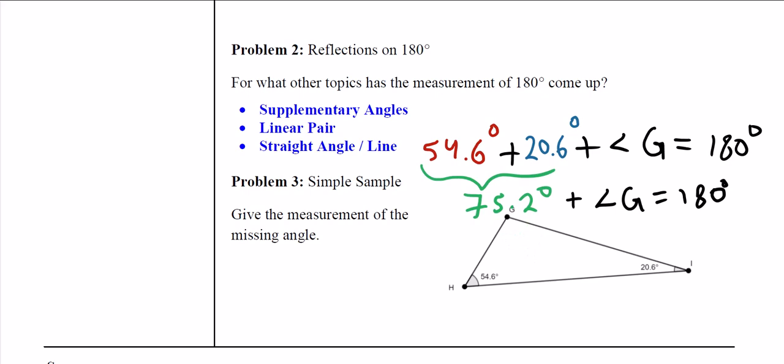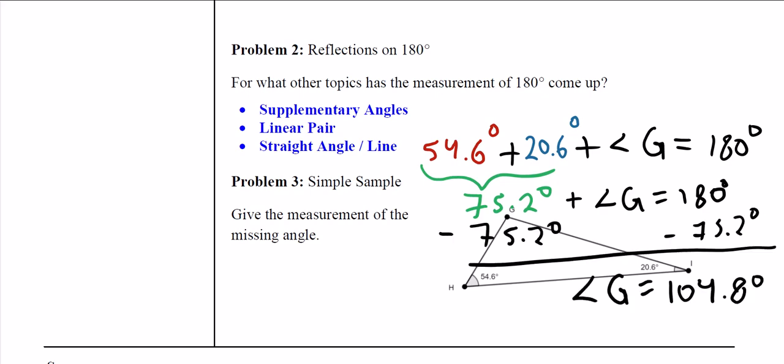You have my blessing to use a calculator to do some of this math. And so we combine those two angles, we get 75.2 degrees. If we subtract that from both sides, we get angle G by itself, and angle G ends up being 104.8 degrees. We were able to do this because of the triangle sum theorem.